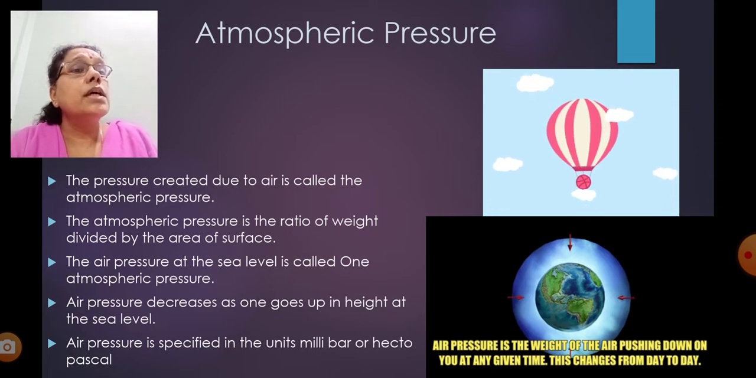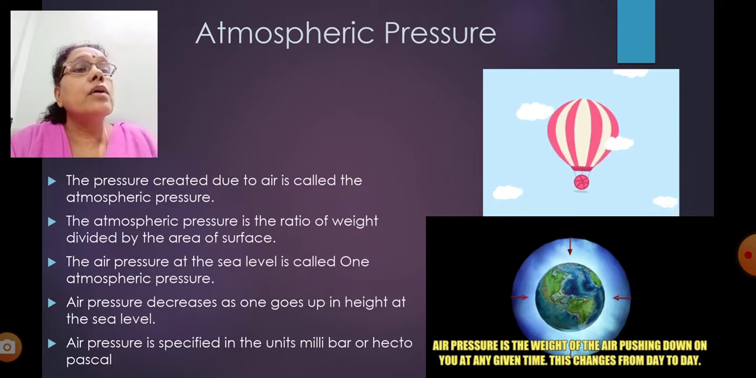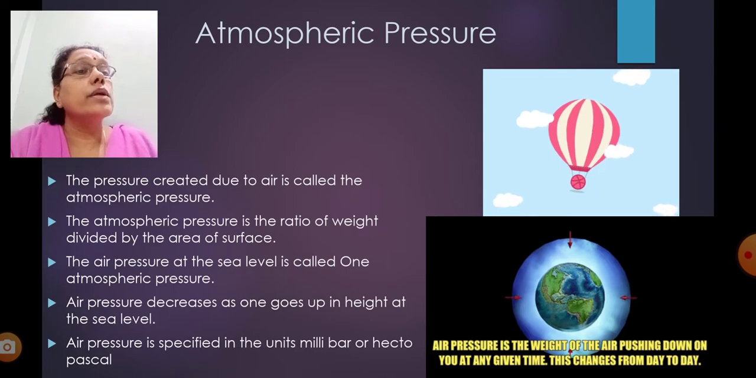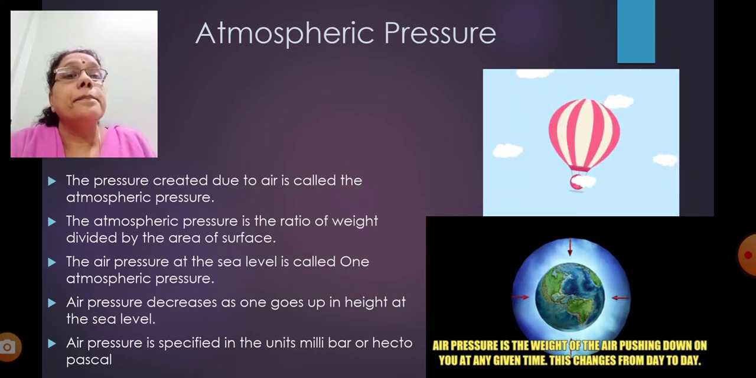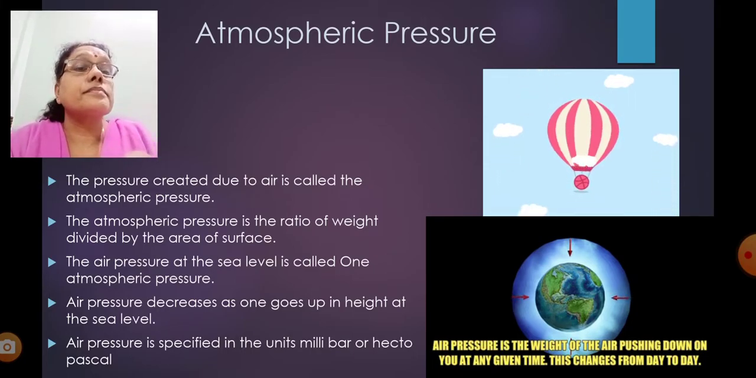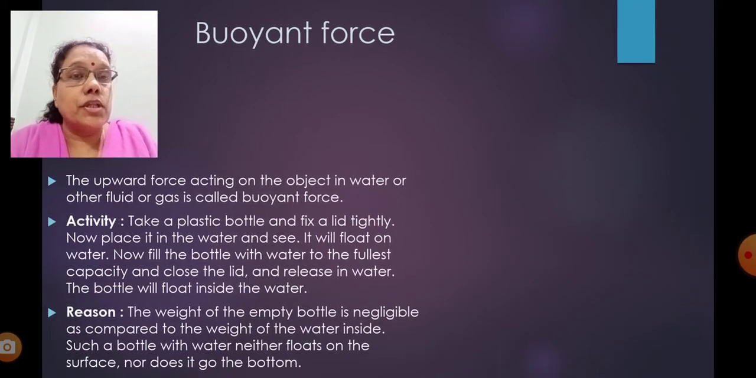Air pressure is the weight of the air pushing down on you at any given time. Because of the air pressure from all four directions, it applies a force towards the earth. That is shown in the second diagram. It is specified in bar or hectopascal. That's about atmospheric pressure.